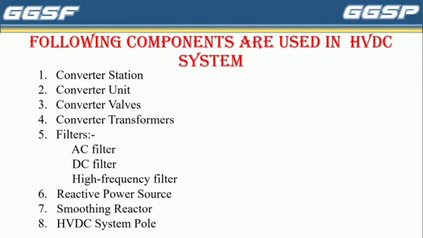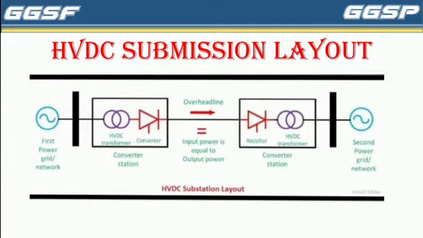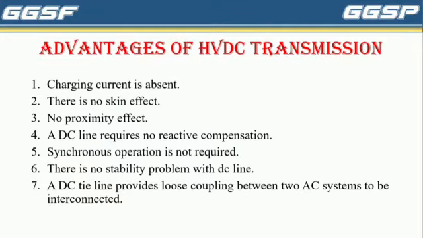First, converter station. Second, converter unit. Third, converter valves. Fourth, converter transformers. Fifth, filters: AC filter, DC filter, high frequency filter. Sixth, reactive power source. Seventh, smoothing reactor. Eighth, HVDC system pole. HVDC transmission layout.